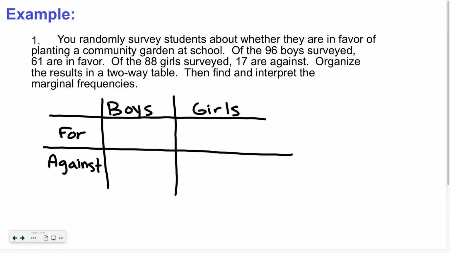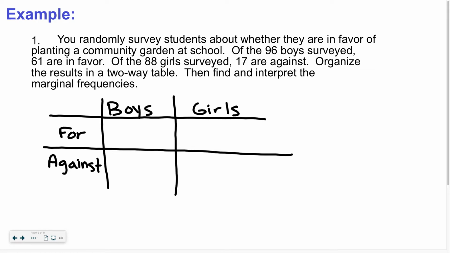I would say this is the most popular looking table I see around the room. One row or column group is going to be boys or girls. The other is going to be for or against, right? Whether you voted yes or no. So those are your two categories. Gender, vote. Now I just have to fill in what I know.